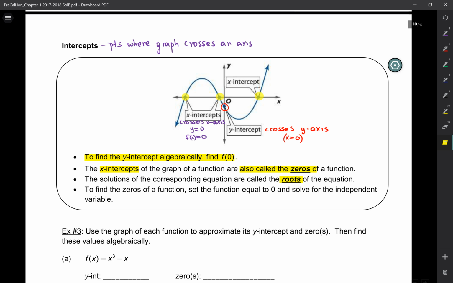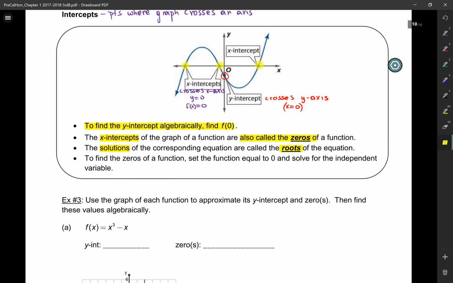So now we have x-intercepts, zeros, roots. Okay? They're also called solutions. So those four terms mean the same thing: solution, root, 0, and x-intercept. To find the zeros of a function, you set the function equal to 0 and solve for the independent variable.